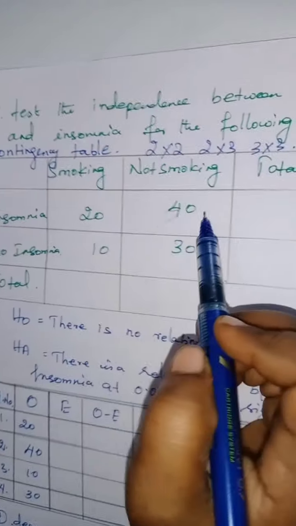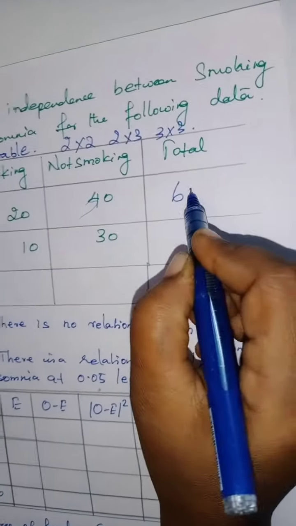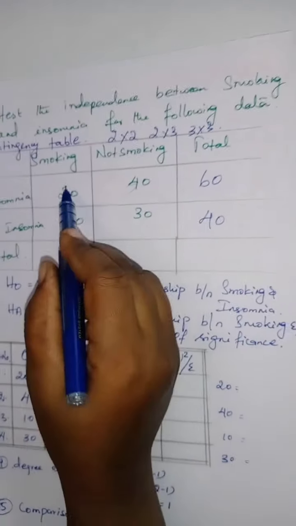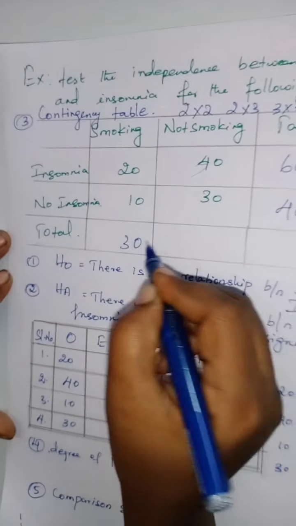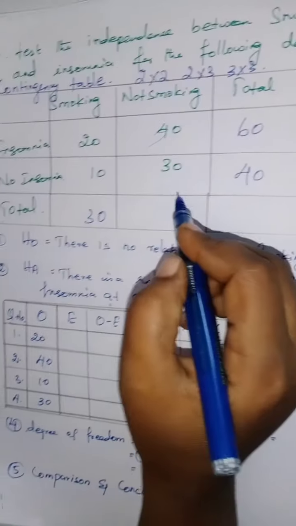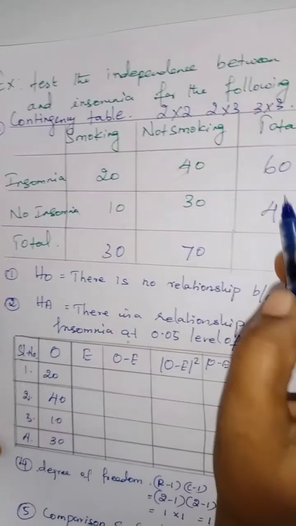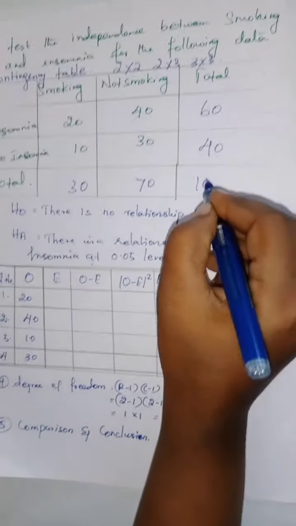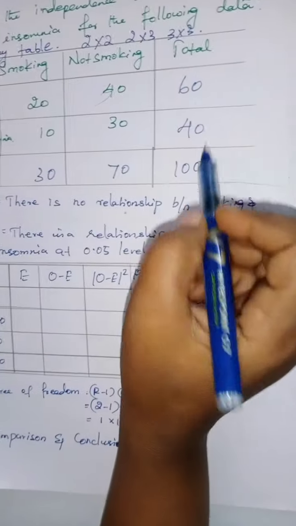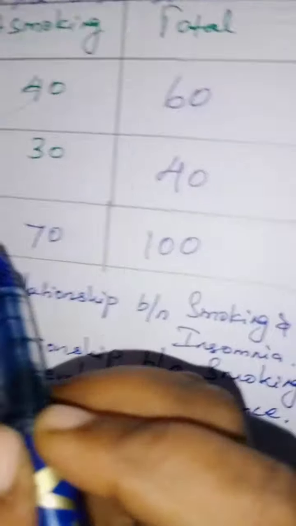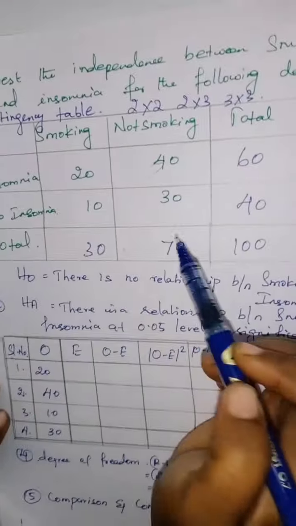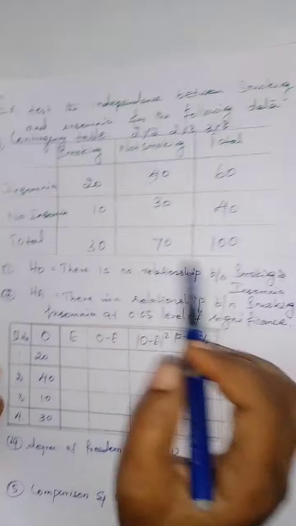So totally insomnia is present among 60 participants and no insomnia among 40 participants, and smoking was present among 30 participants, no smoking among 70 participants. Both the row total and the column total are 100. So this is what is called the contingency table, with 2 rows and 2 columns.